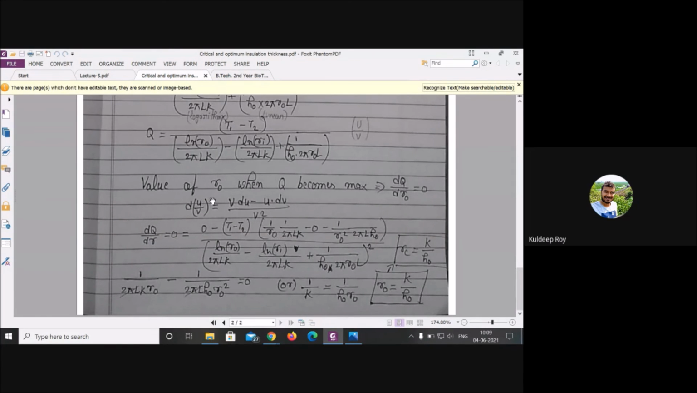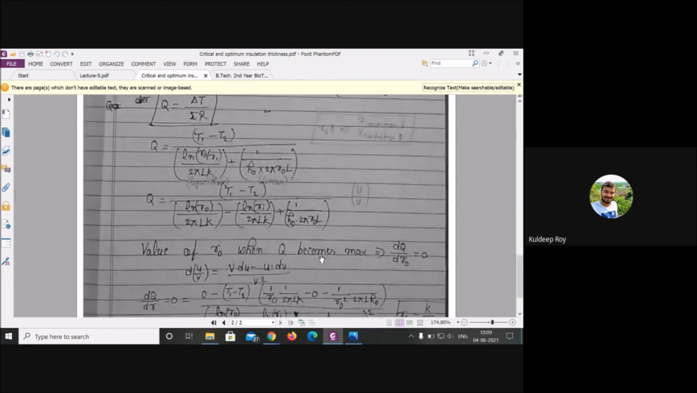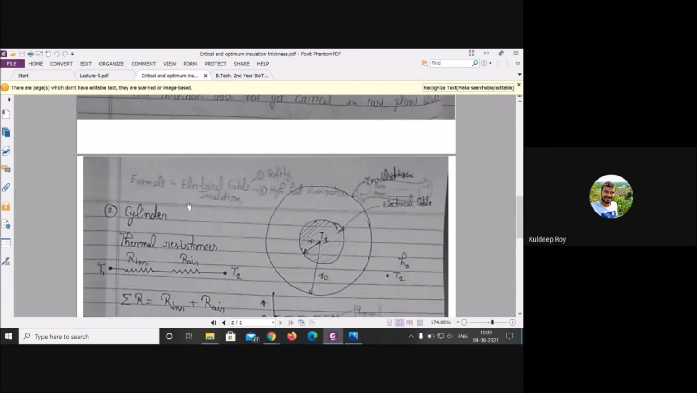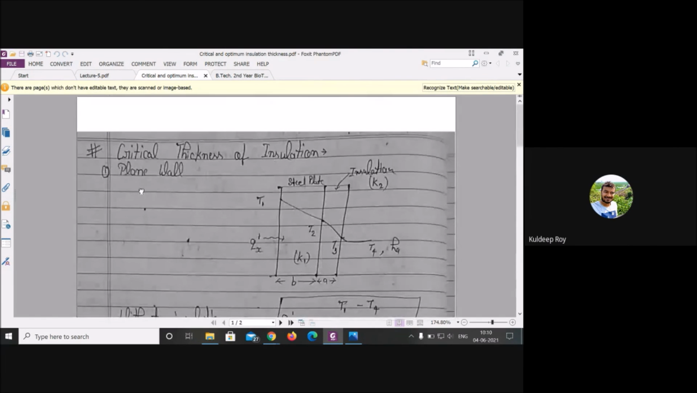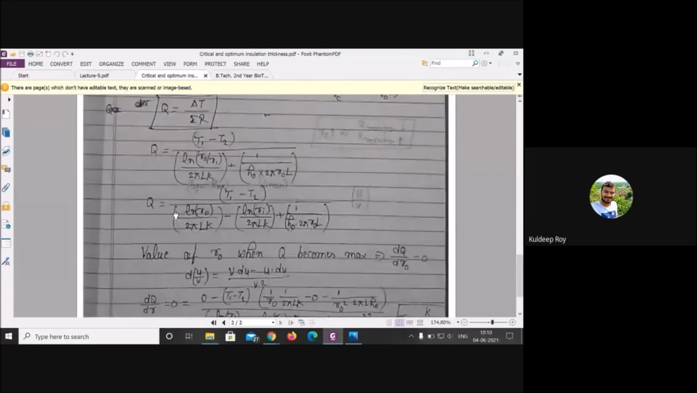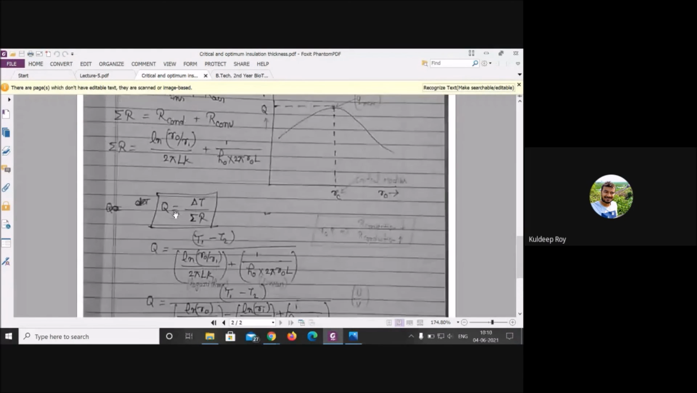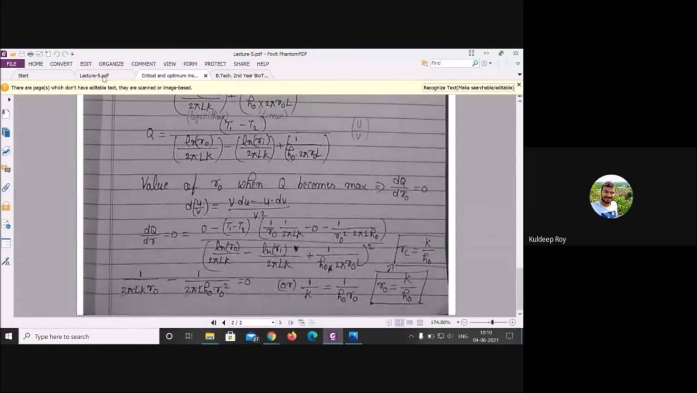This is the formula. This is for the maximum only. Just differentiate, just make it 0. Then I have rearranged all these values, and I have got R naught is equal to K by H naught. Okay, chalo. So we have derived that you have got a critical radius, you can say. The value will be K by H naught. Okay, but for the plane wall we have the proof, and for the cylinder we have the proof. Then we will have to check for the cylinder as well.